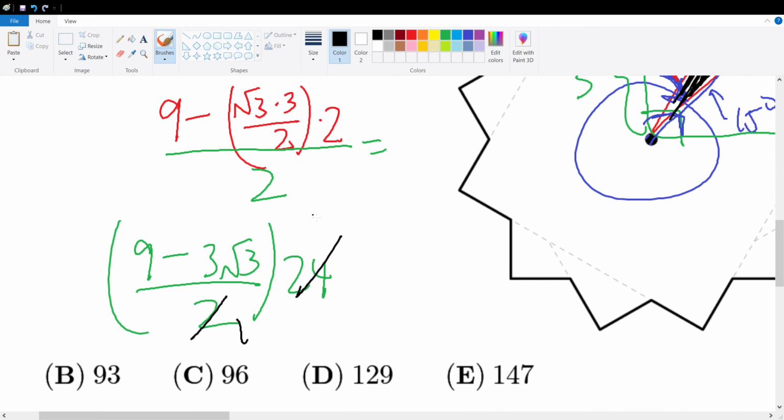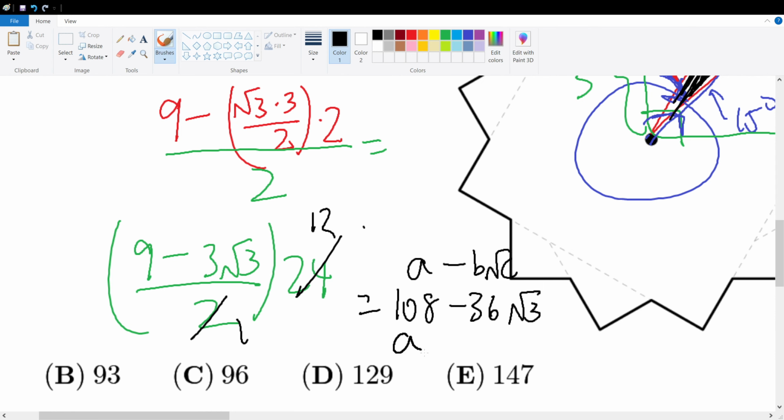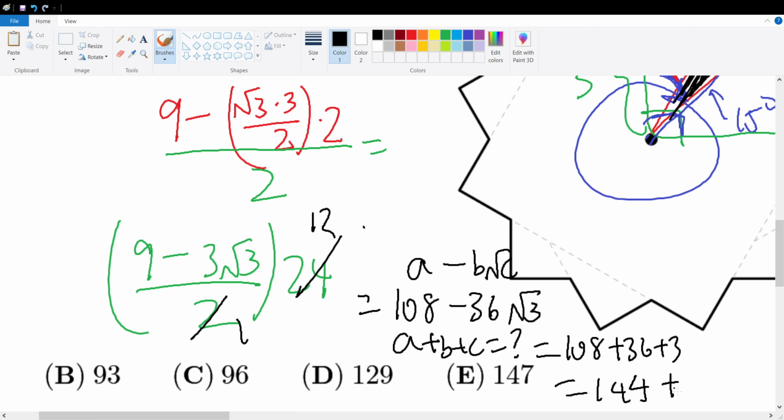So that's 1, that's 12. It would be equal to 108 minus 36 times square root of 3. And this will be our a minus b square root of c format. They want to find what a plus b plus c is. That's what the question asks. That would be 108 plus 36 plus 3, which is 144 plus 3, which equals 147, or answer choice E.